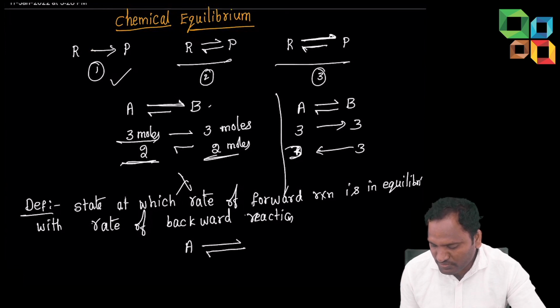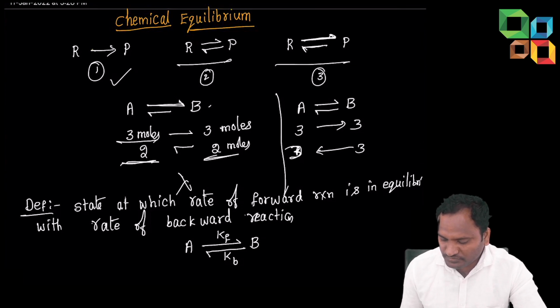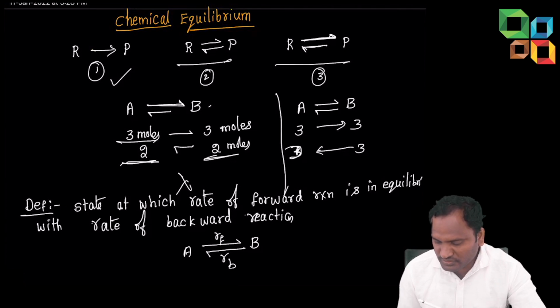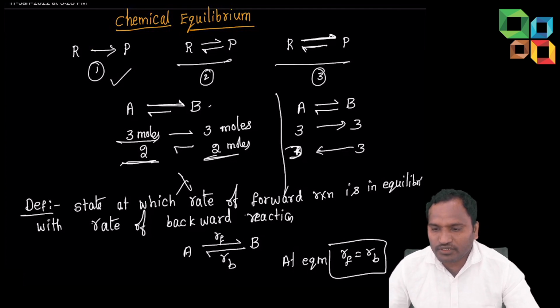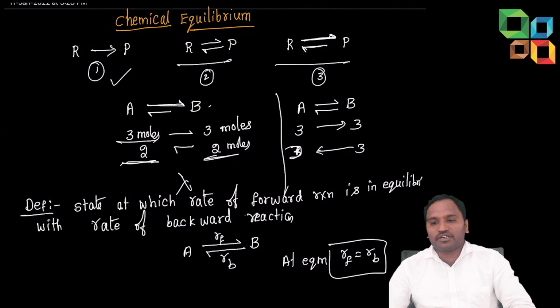A is converting into B. Here, the forward reaction constant I am taking as Kf. The backward reaction constant I am taking as Kb. Otherwise, with respect to rate we are writing: rate of forward reaction Rf, rate of backward reaction Rb. So at equilibrium, what happens, students? Rf is equal to Rb. Rate of forward reaction is equal to rate of backward reaction.